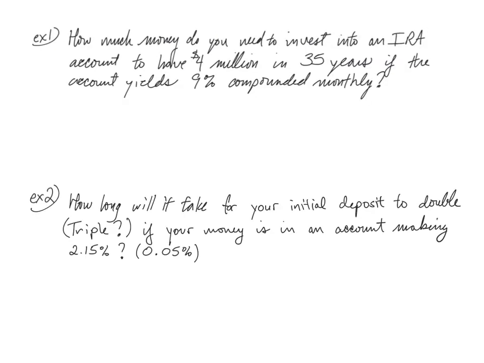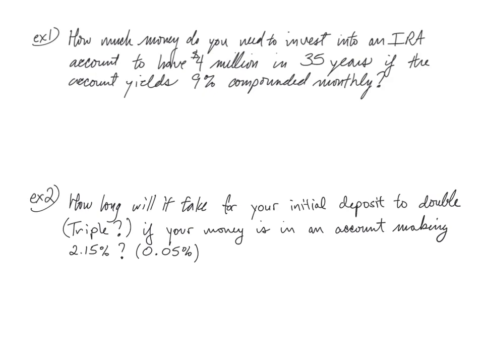How much money do you need to invest into an IRA? It's just an individual retirement account. To have $4 million in 35 years if the account yields 9% compounded monthly.